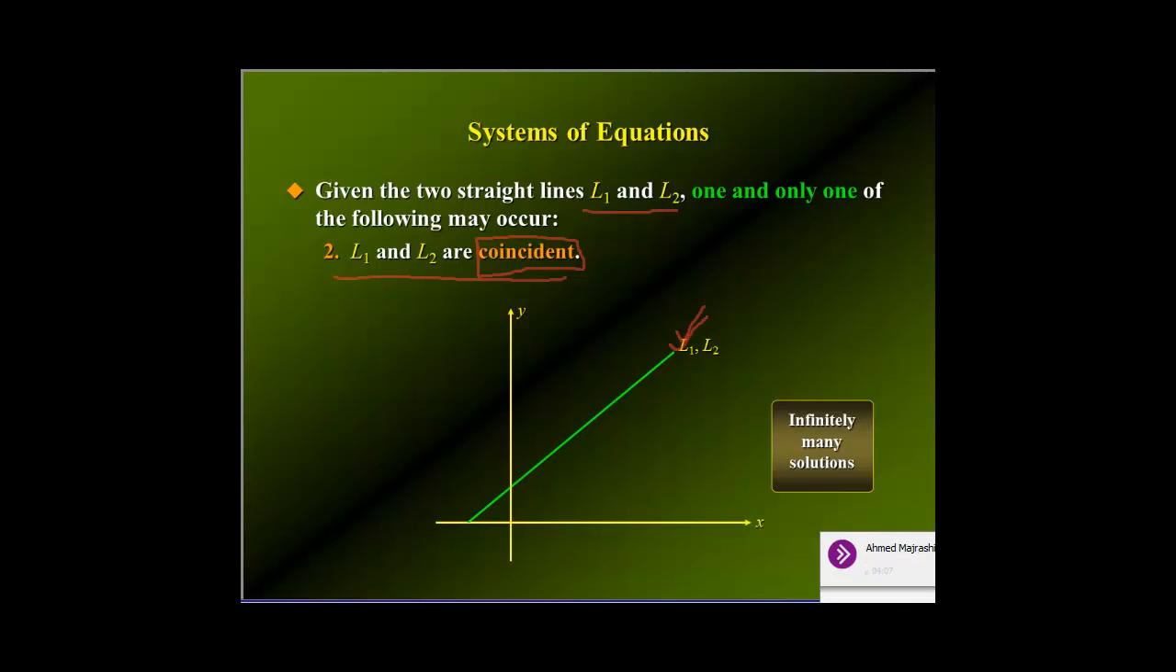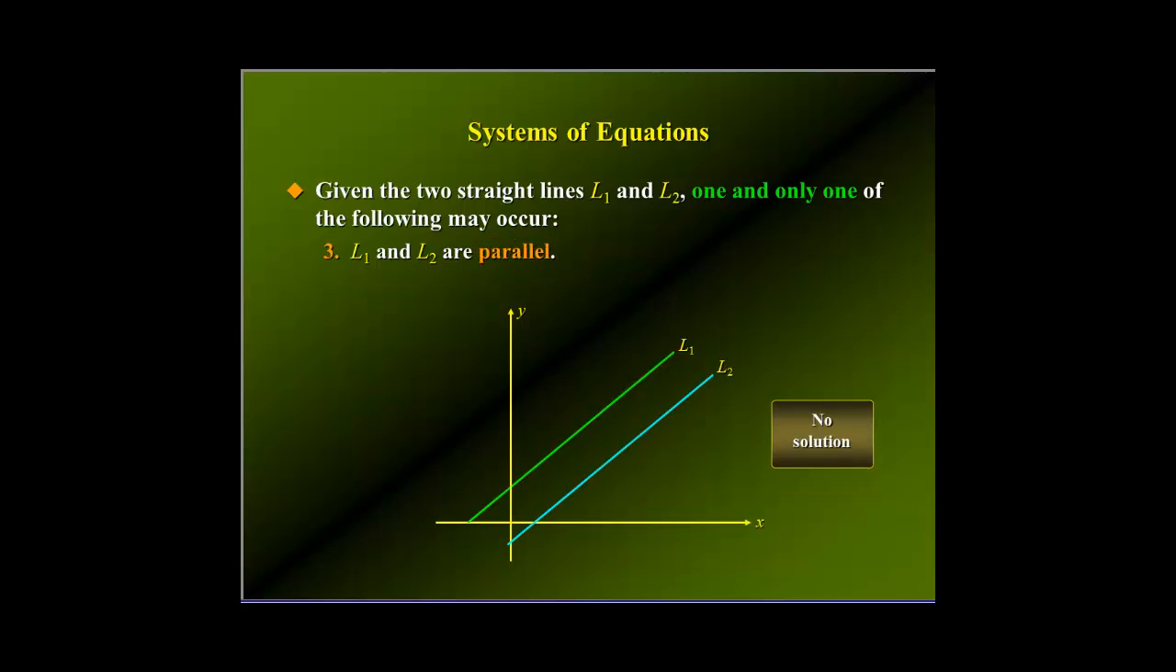If the two lines are the same, then there are infinitely many solutions, because they cut at infinitely many points, and at every point they are cutting each other, so these are infinitely many points. So this is the second case.